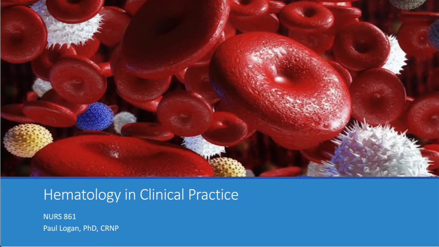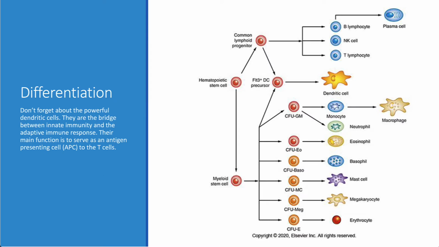All right, so let's take everything that you've been learning in this unit and apply it to your clinical practice. We will start with anemia. So remember that there are two different lines that the production of blood cells can come from.